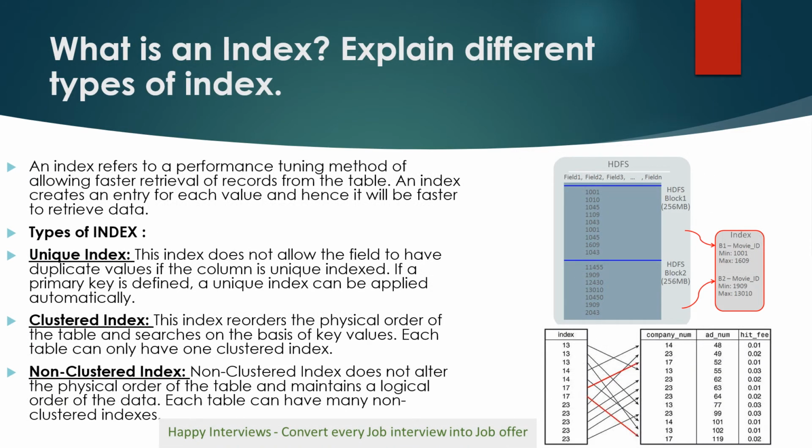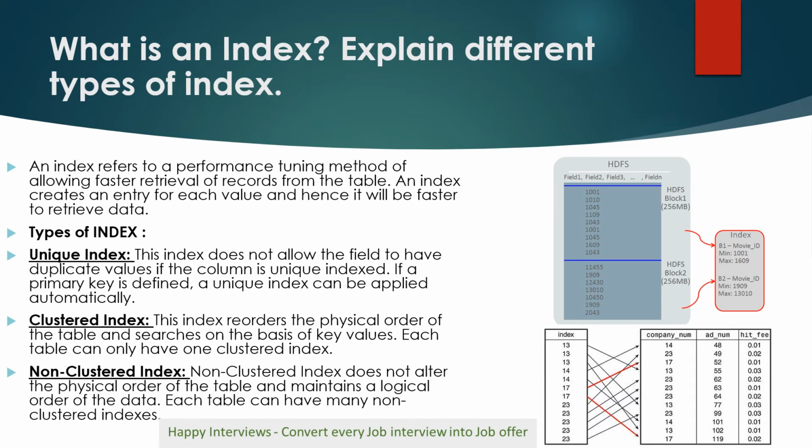Next question, what is an index? Explain different types of index. An index refers to a performance tuning method of allowing faster retrieval of records from the table. An index creates an entry for each value and hence it will be faster to retrieve data.